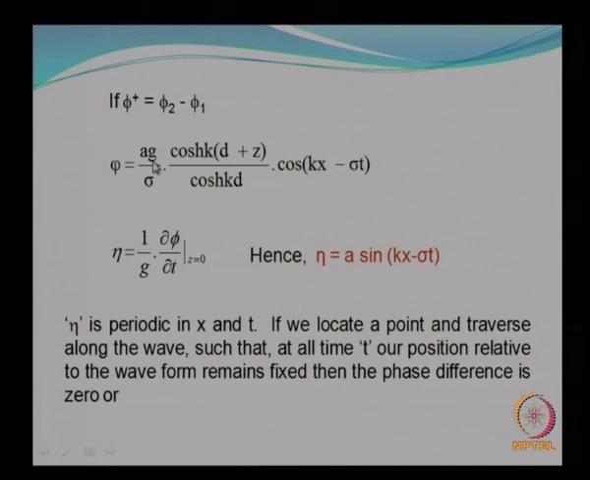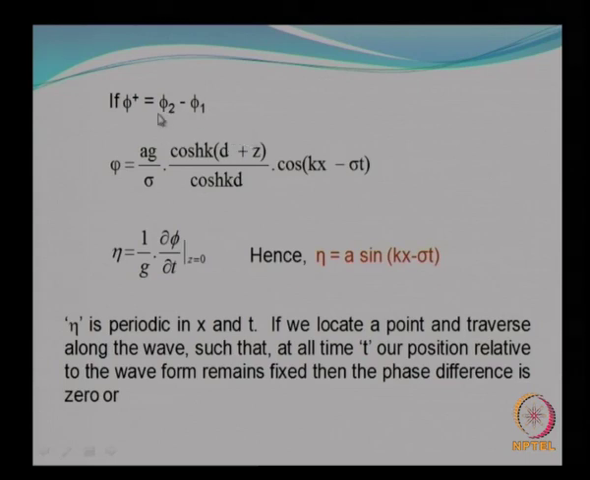How does the velocity potential vary? The velocity potential will be a function of wave height, will be a function of wave period, because sigma is nothing but 2 pi by T. It will be a function of wavelength, and this will be varying as a function of z. From the still water, as you go down to the seabed, what will happen? The velocity potential will be varying, and what kind of a variation is it? It is a hyperbolic variation.